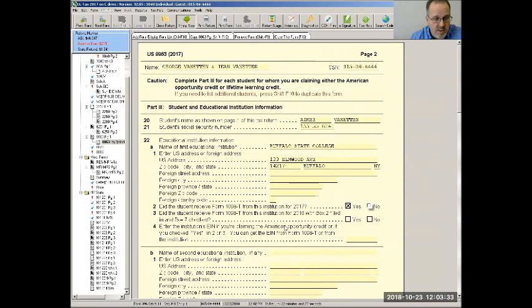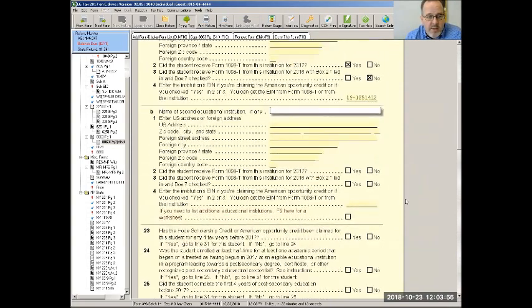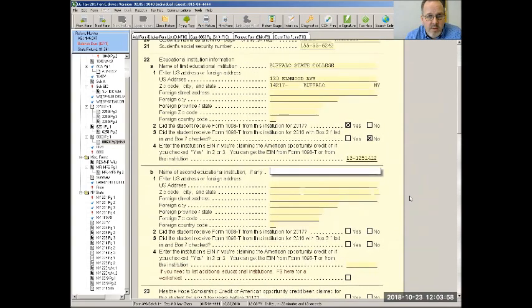And the next one says, did the student receive a 1098-T from 2016? We're going to say no on that. Okay. All right. And then box four, you put in the EIN number, which is for Buff State. That's 16125-1412. Okay. All right. Everybody got that so far? Almost. Okay.